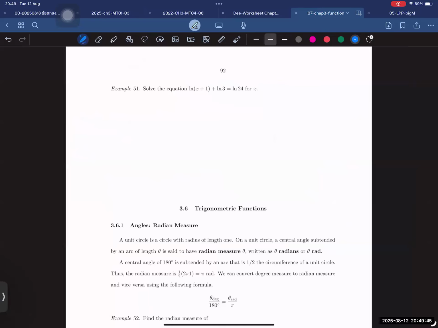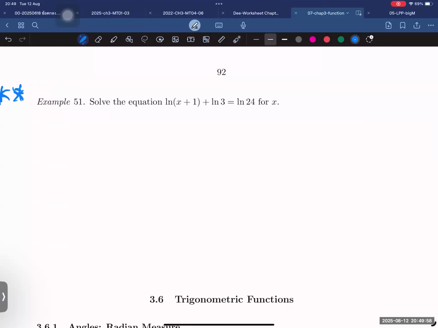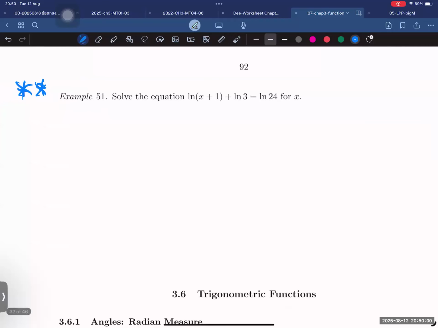Next one. This is also seen in the mock exam. They want you to solve for x. In this case, they give you on the left log of x plus 1 plus log 3 equal to log of 24. So if we can write the left hand side as log of something equal to log of 24, we can equate the squares here equal to 24.